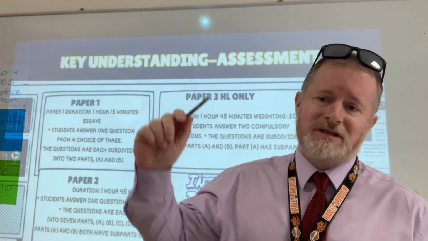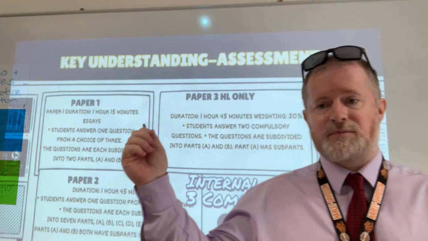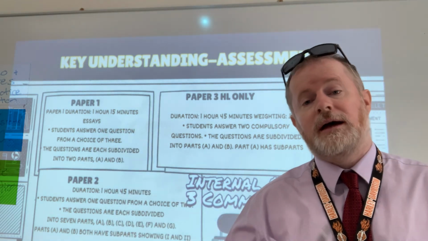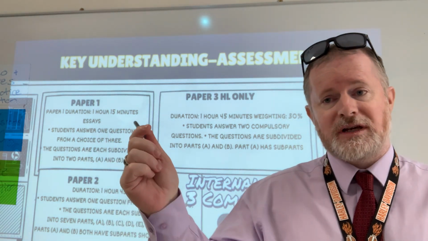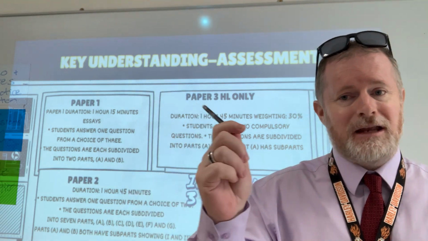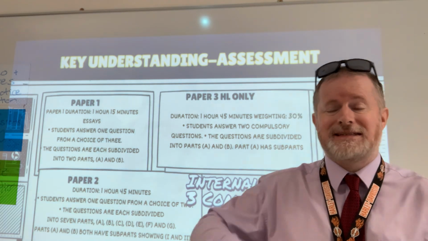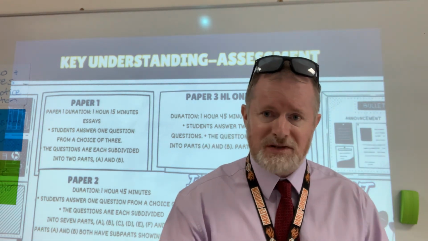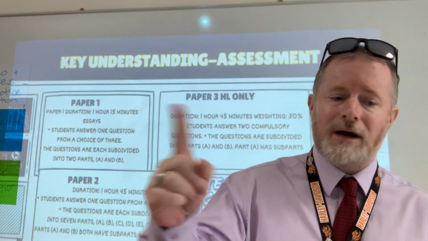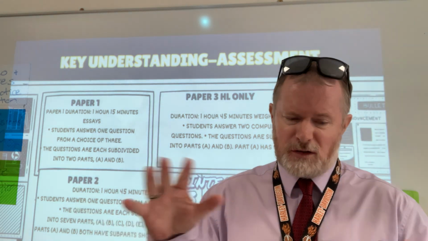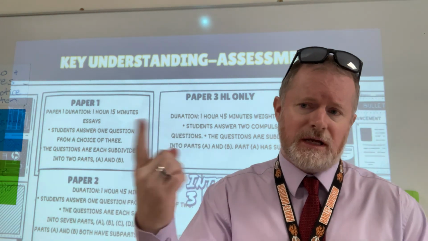So if you are a standard level learner, you will sit paper 1 and paper 2. If you're a higher level learner, you sit paper 1, paper 2, and paper 3, which is higher level only. Paper 1 is essays. You write 2 essays, that's it. You have 1 question that you answer. All right, you can choose. There's going to be 3 questions in there. You get to choose one.